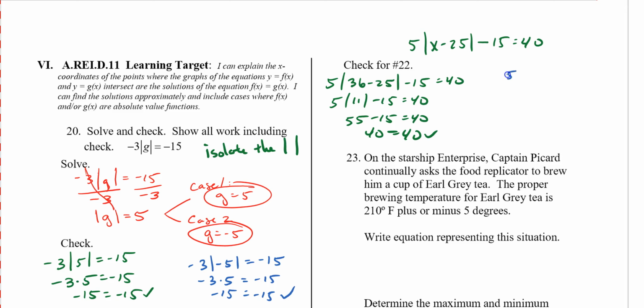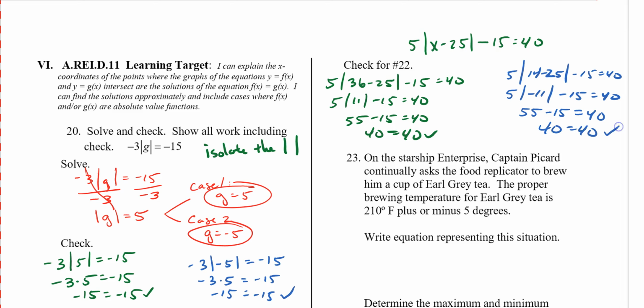Check the second case. 5 times the absolute value of 14 minus 25 minus 15 equals 40. 14 minus 25 is negative 11. So plug that in. Absolute value of negative 11 is 11 times the 5 is 55 minus 15 is 40. And still 55 minus 15 is 40. So that worked.